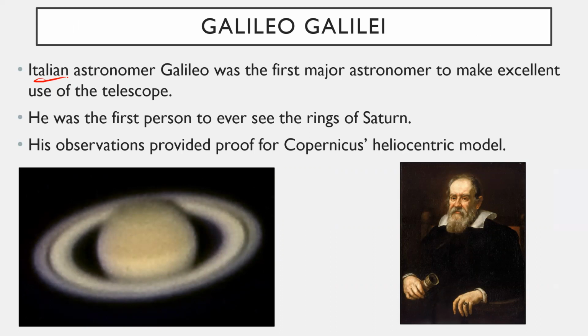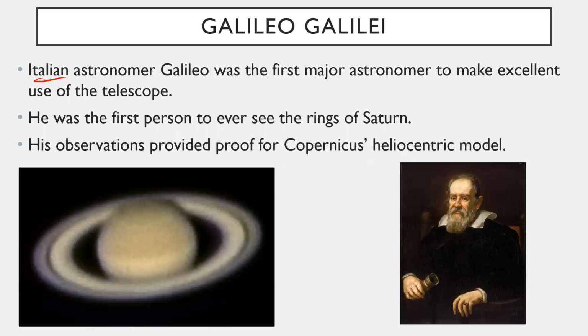Italian astronomy. Galileo was the first major astronomer to make excellent use of the telescope. The telescope, as far as I'm aware, I could be mistaken on this, I don't believe it was originally developed as an astronomy tool. It was just Galileo who said, hey, you know what? This could actually have some use to it.